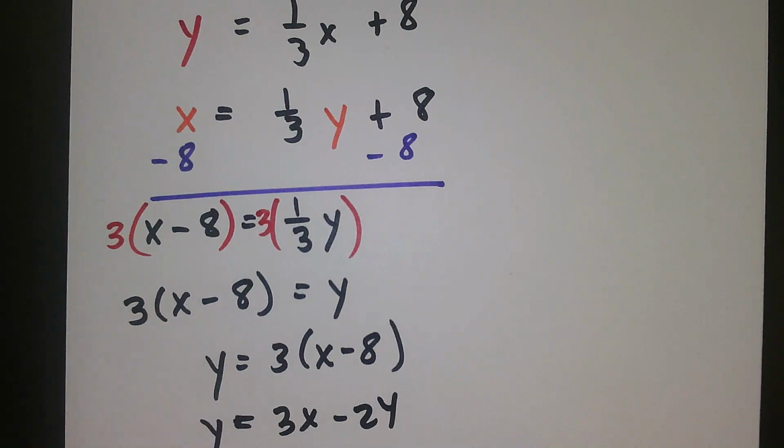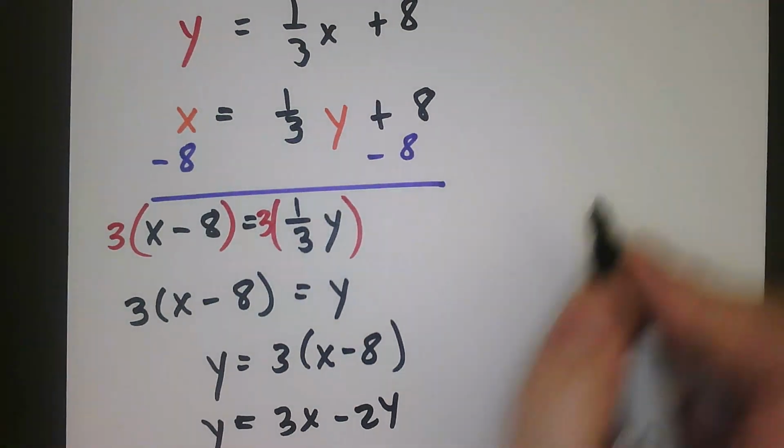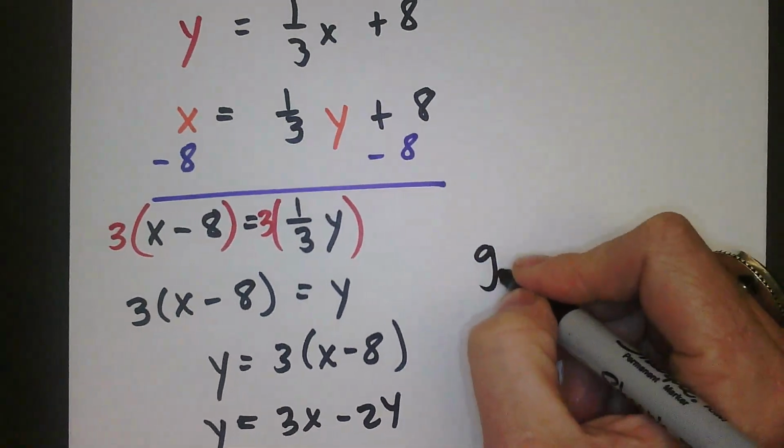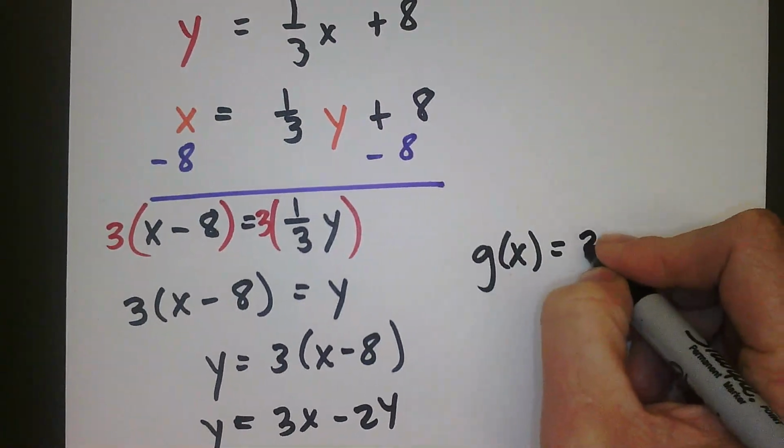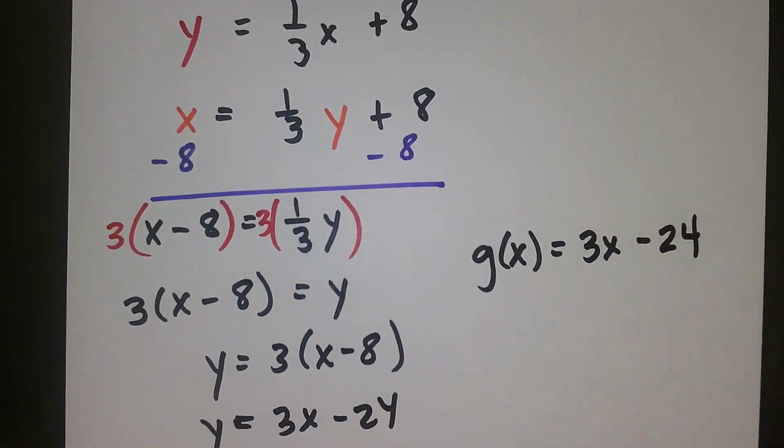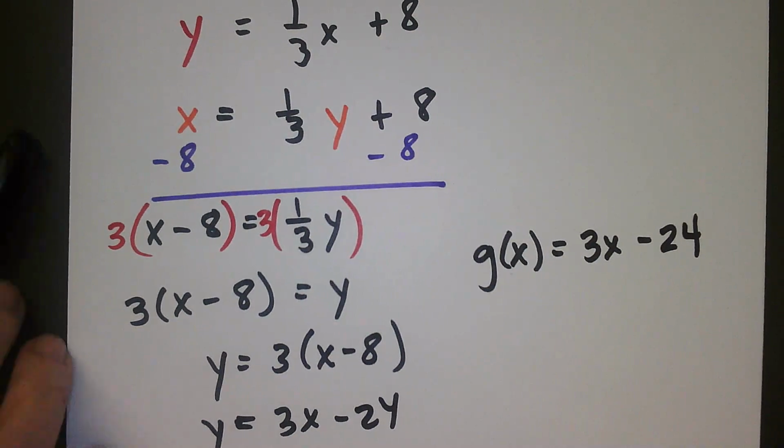And then last thing I need to do is probably get it out of standard notation. I'll replace y now with g of x. So that is my inverse function.